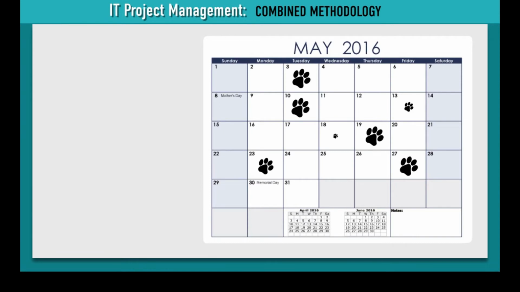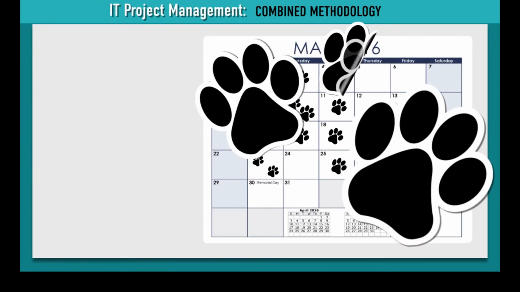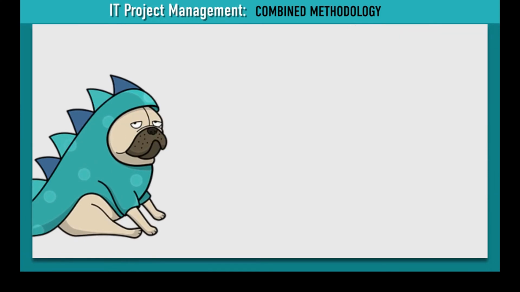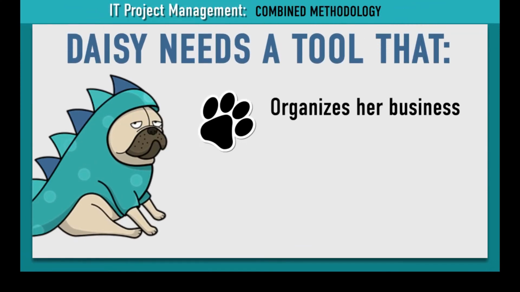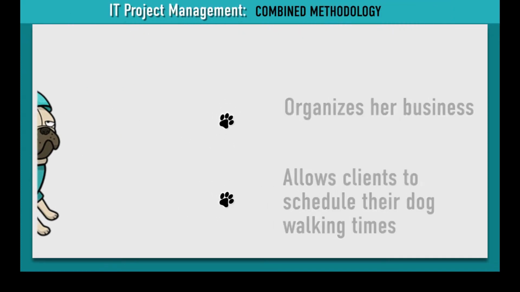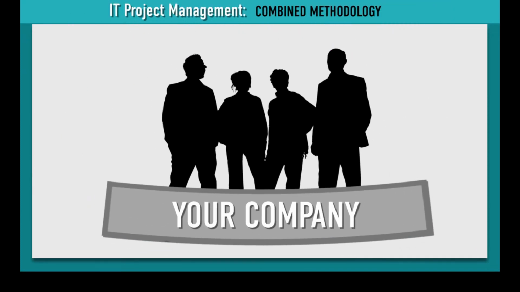Daisy's dog walking business is growing so rapidly that Daisy has double booked herself a few times, which causes a doggy disaster. She needs a tool that organizes her business and allows her clients to schedule their dog walking times. Daisy needs this project completed as quickly as possible, so she hires your company to design and build the software.